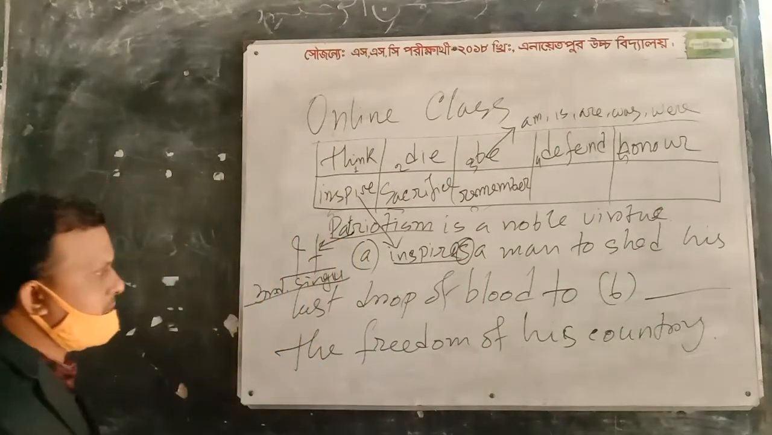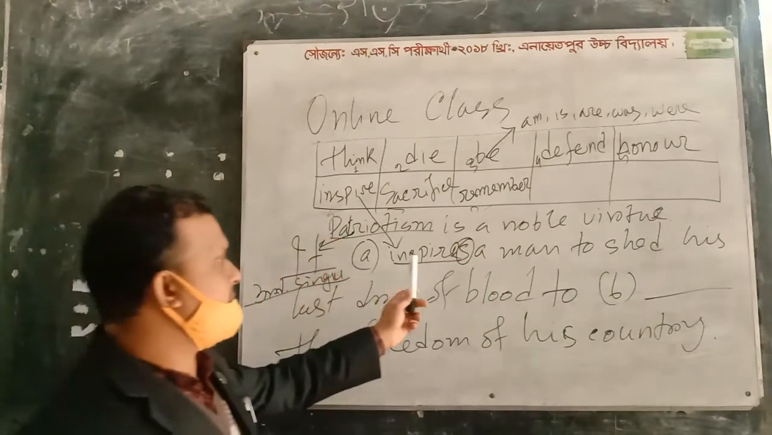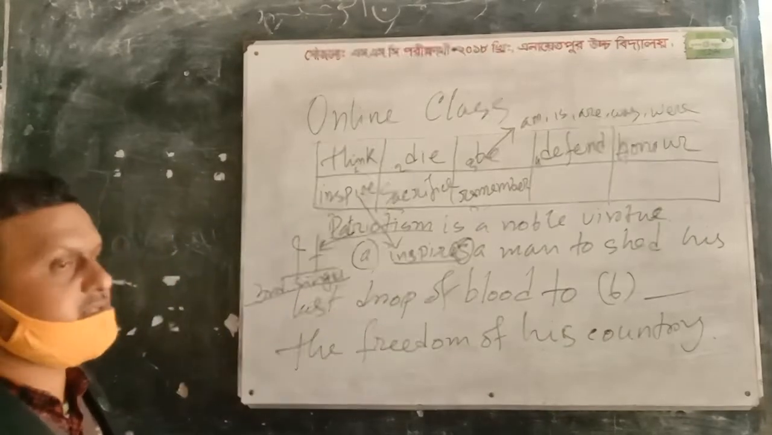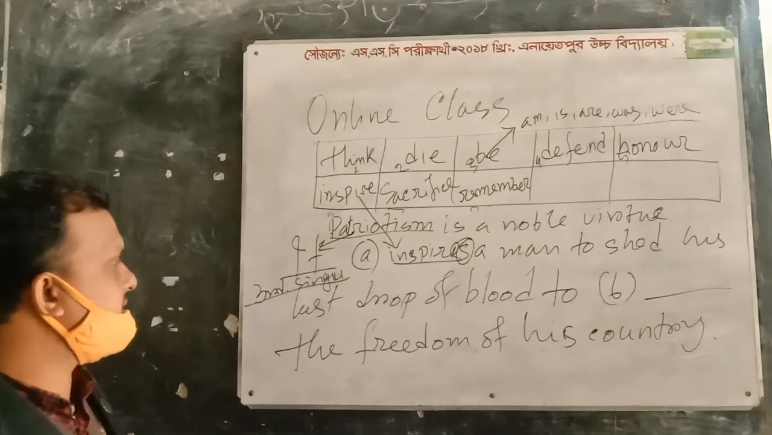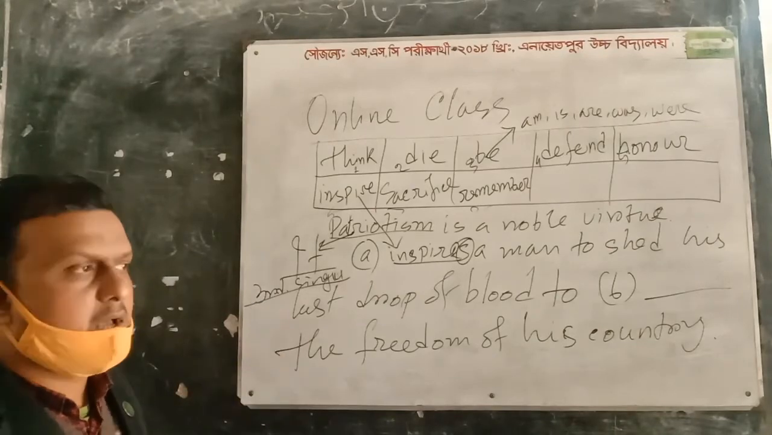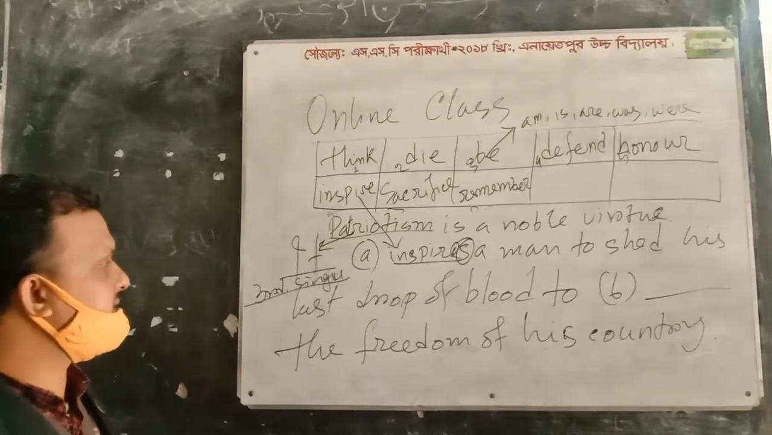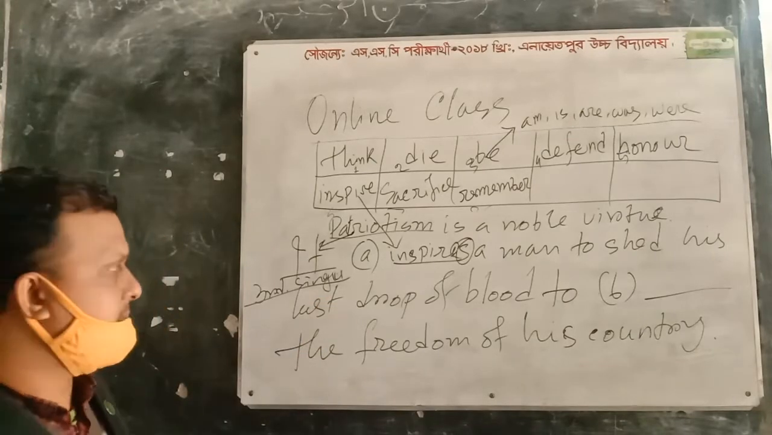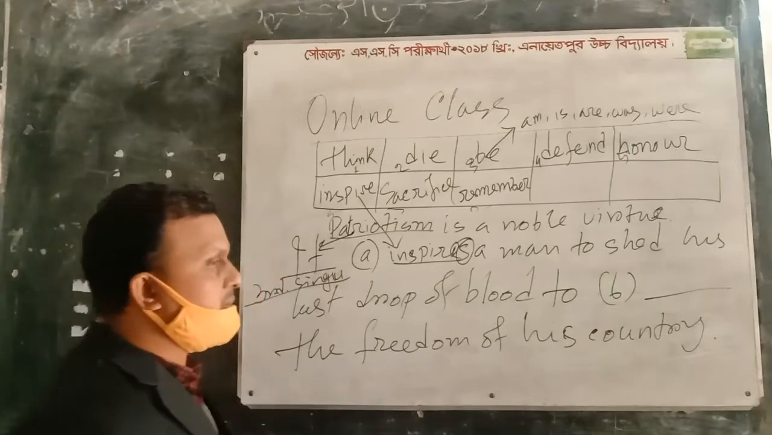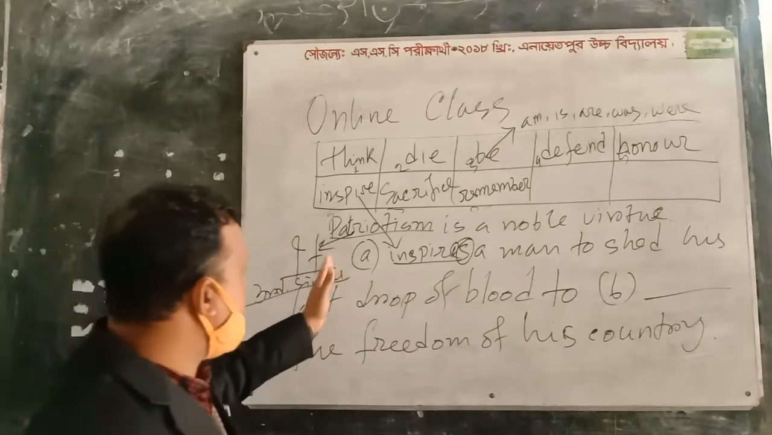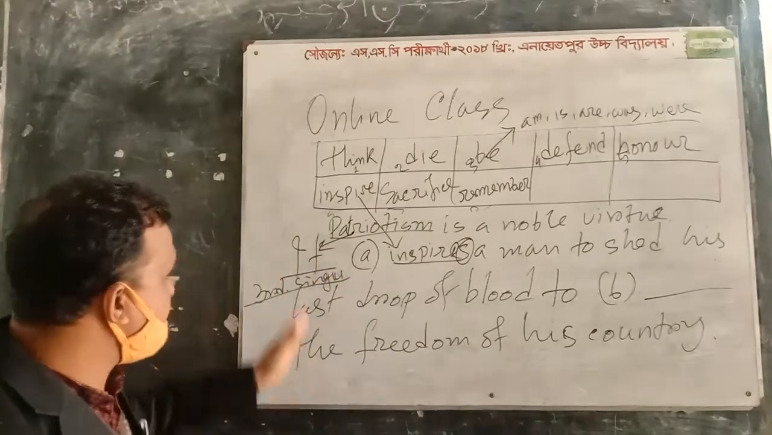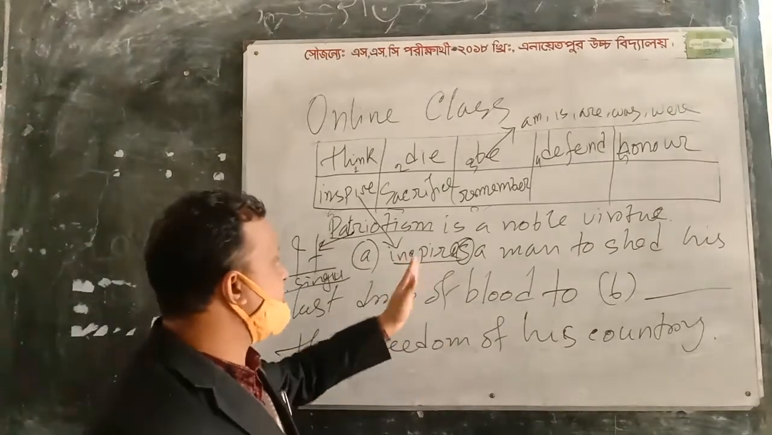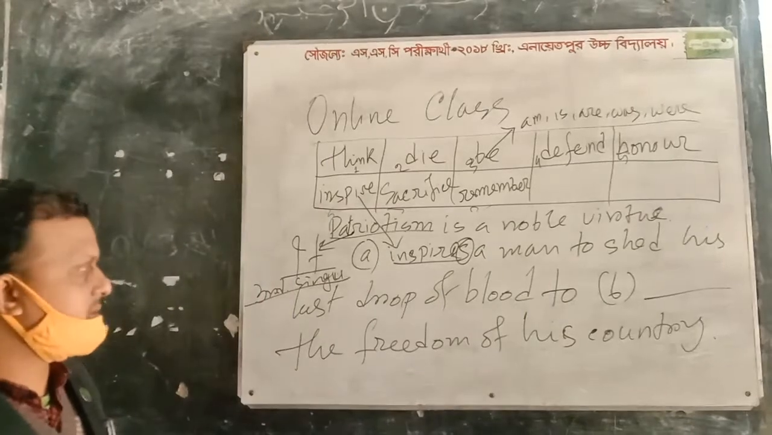The last verb in the form. Present indefinite tense: we know in present indefinite tense, if your subject is third person singular, you can add s or es with verbs. So this is the correct form, the correct use of verb. When your sentence is present indefinite and your subject is third person singular, you can use s or es with the verb. This is the correct form of this sentence.